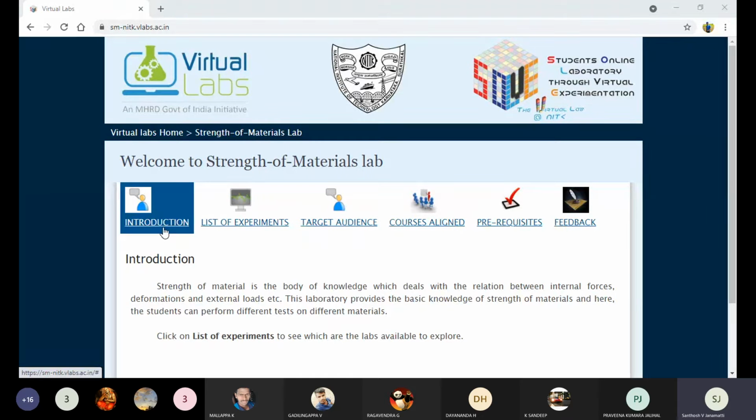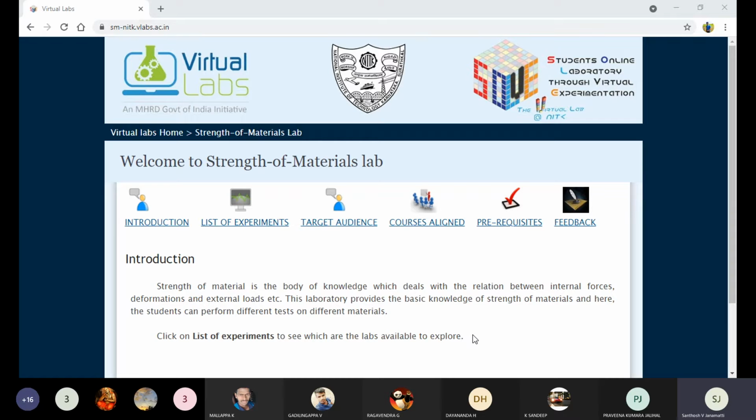Now we will look into the introduction, dear students. See, I have already opened the introduction here. The strength of materials is the behavior of engineering materials, the body of knowledge which deals with the relation between internal forces, deformations, and external loads. This laboratory provides the basic knowledge of the strength of engineering materials with respect to all aspects, and here the students can perform different tests on different materials.